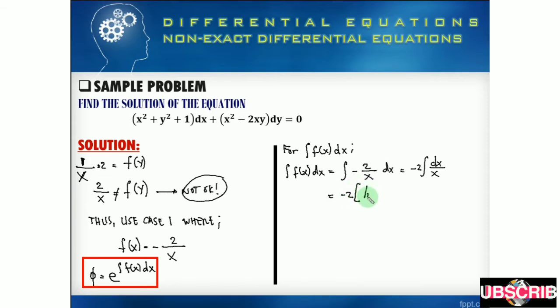ln, our u here is the x. So we have ln x plus a constant, which we are going to assign c1. Okay, and then after that we distribute. So this will be negative 2 ln x and then minus 2 c1.